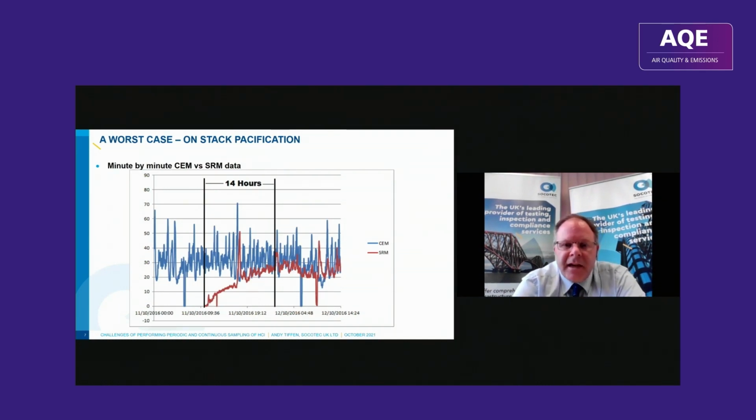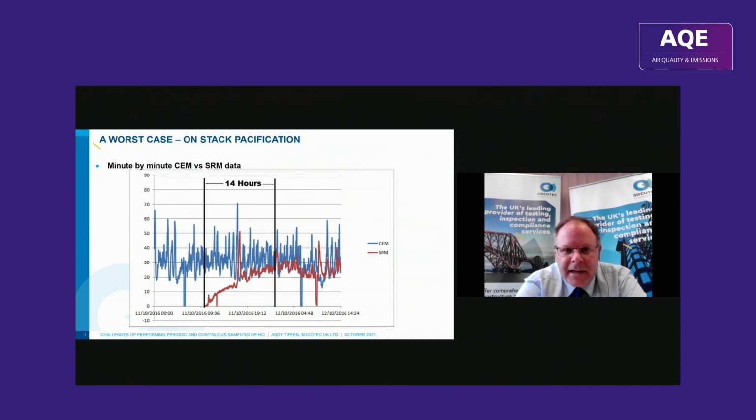Now, this next slide, although we think there was probably something going on here, is a very nice example of how long a passivation can be. The blue line that you can see on the graph here is a CEM system, which has been monitoring on that stack for many years. So any passivation that needs to take place on the sample system for the continuous monitor has already been done. And you can see there that it's tracing HCl concentrations anywhere between sort of 20 and 30 over time.